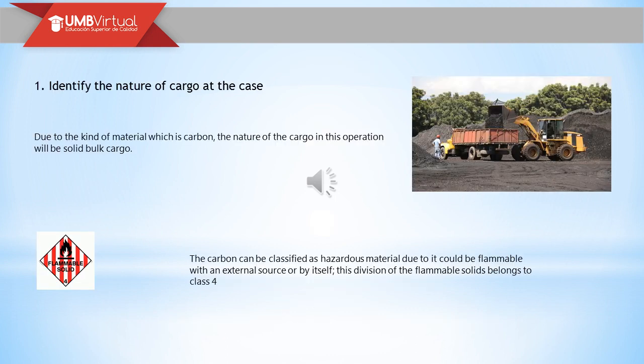Question number one, identify the nature of cargo in the case. We are talking about carbon, so this is a hazardous material. That means that the type of cargo, or nature of the cargo, is solid bulk cargo. The cargo is classified as hazardous material, which is a solid flammable, and that's why it's classified as number 4.